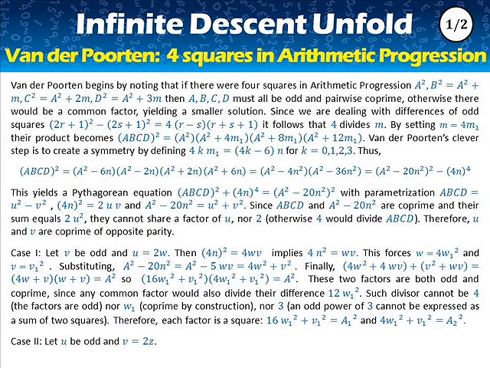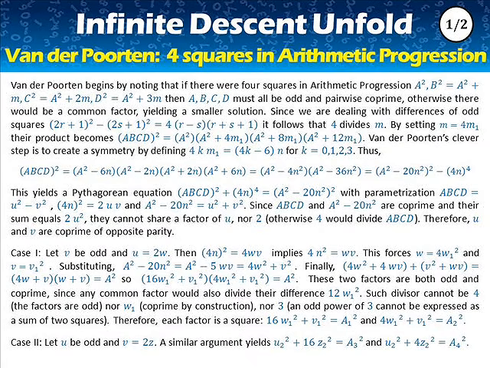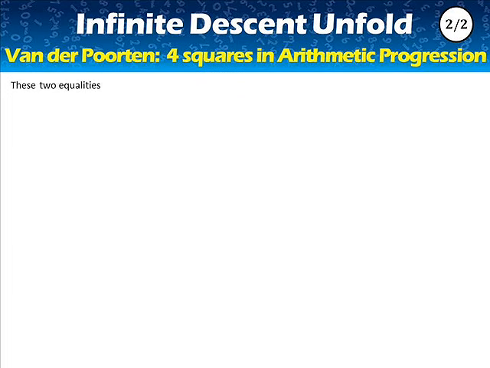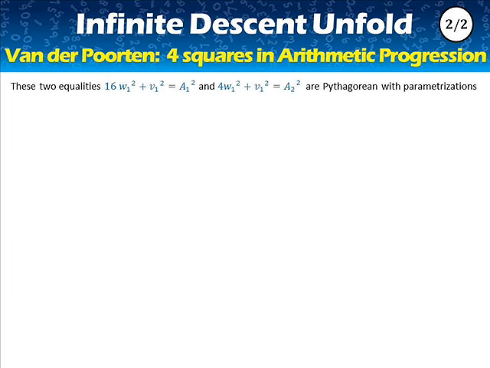Case 2. Let u be odd, then v equals 2z. A similar argument yields u₂² + 16z₂² equals a square, and u₂² + 4z₂² equals another square. Because cases 1 and 2 are symmetric, we only need to analyze one in detail. These two equalities are Pythagorean, with their proper parametrization.